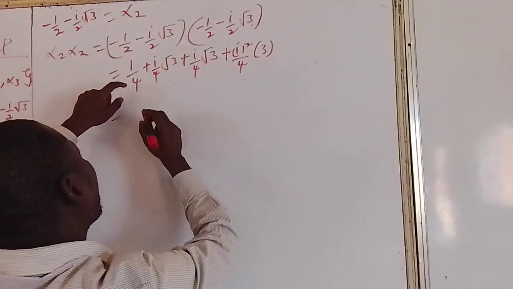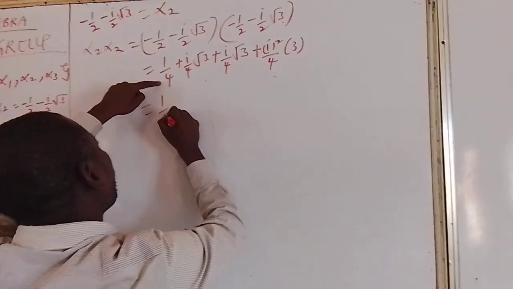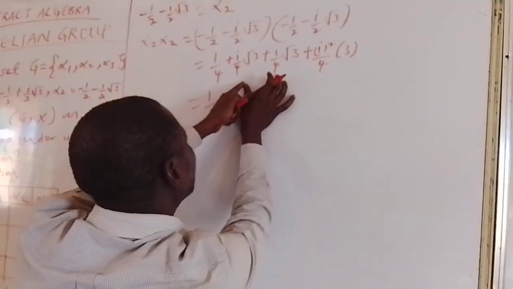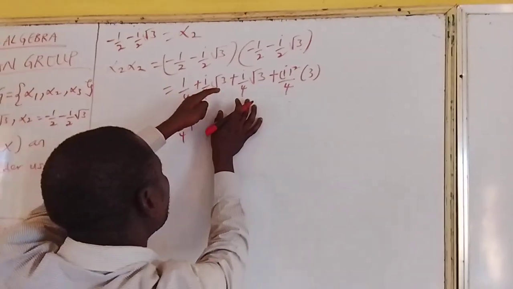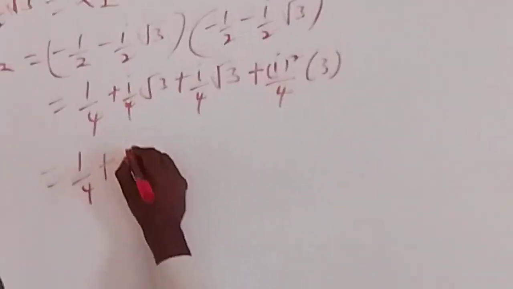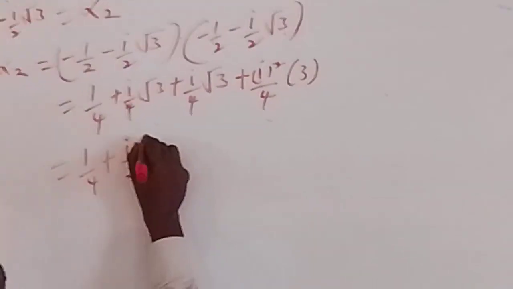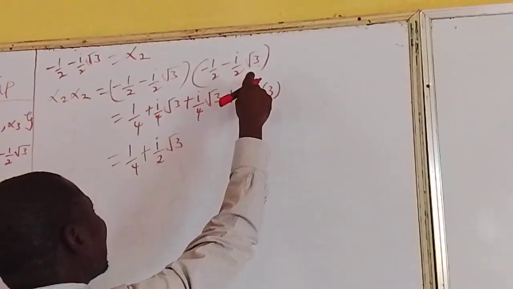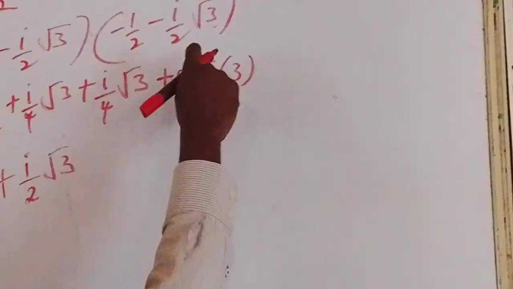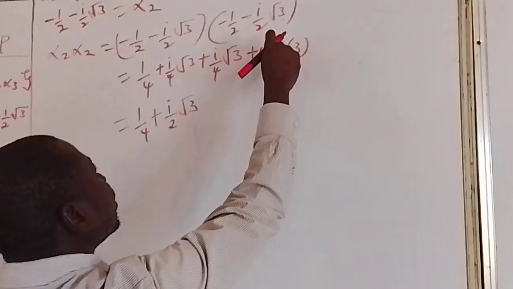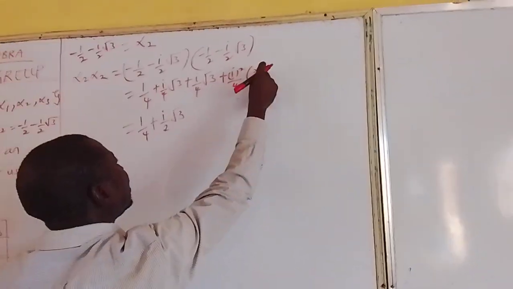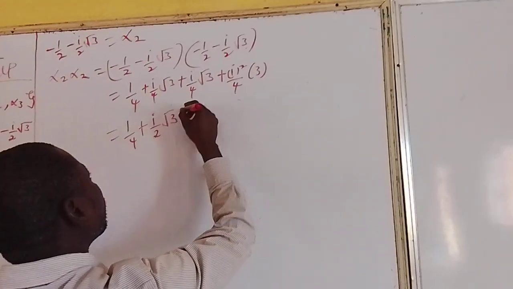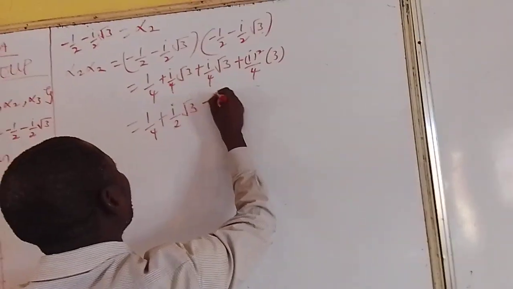We will discover that we are having this as 1 over 4 plus, now these ones are alike. I over 4 root 3 plus I over 4 root 3 will be I over 2 root 3. Then I squared, as I said earlier on, is minus 1. So minus 1 times 3 is minus 3. That is minus 3 over 4.